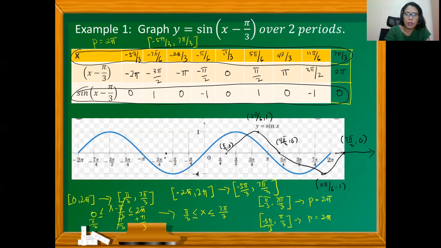Negative 7 pi over 6, 1. So here. And then, for a while. So this is negative 7 pi over 6, 1. And then negative 7 pi over 3, 0. Okay. Here. So again, connecting the points. So as we connect the points here into a sinusoidal curve.